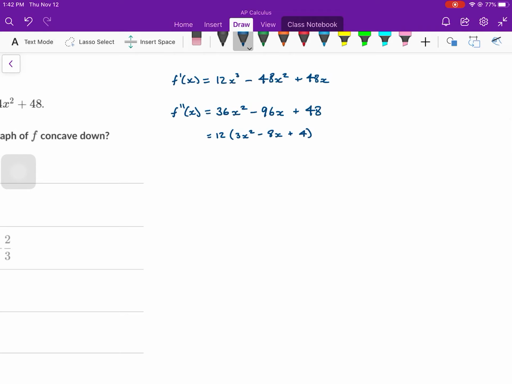And that's looking good. So we're going to do our diamond method now. 3 times 4 is 12, and negative 8 would be negative 6 and negative 2. Divide each one by 3. And I'll get x minus 2, 3x minus 2.